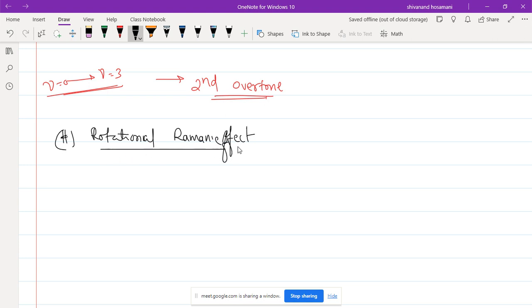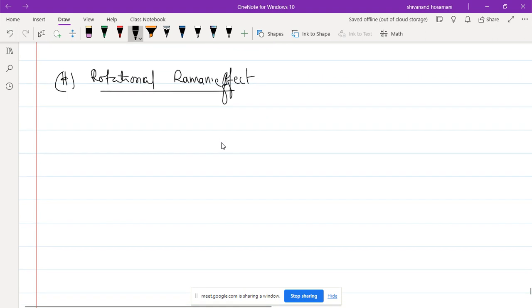How do we define this? Same thing. A pure rotational Raman effect arises due to the transition of a molecule from one rotation state to another rotation state. So firstly, pure rotational Raman effect. Pure rotation is possible if the molecule is a rigid molecule. Pure rotational Raman effect. The selection rules?